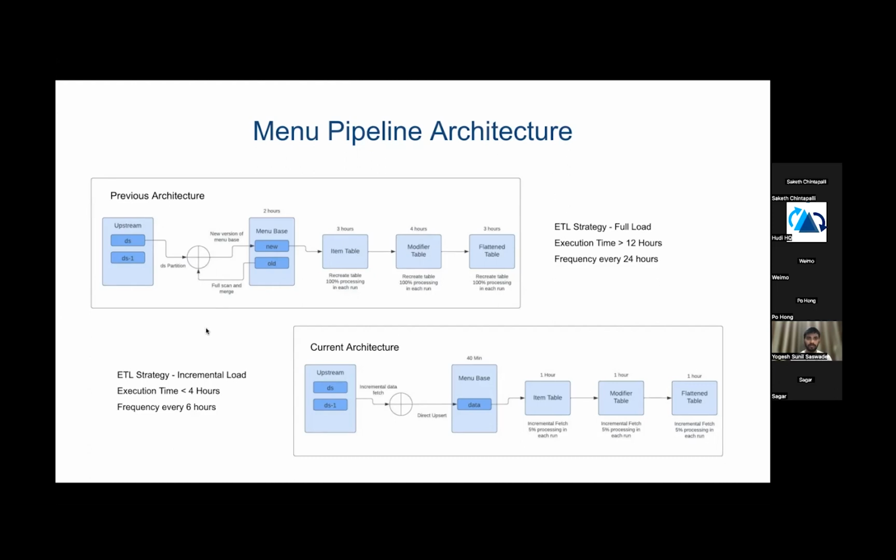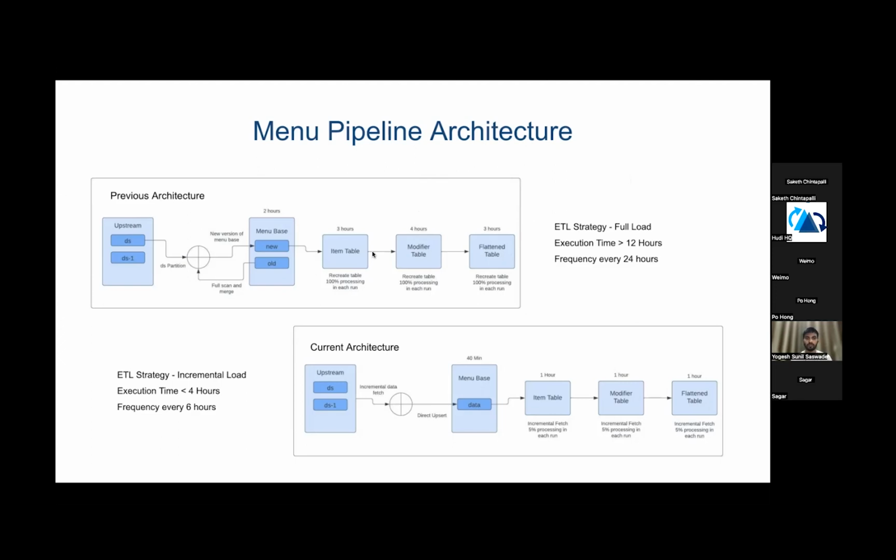And since this was a sequential process, and we were processing 100% of our data in each run, it was taking nearly 12 to 13 hours for the entire execution. And that was one of the reasons we were not able to bring down the SLA to 10 hours. The second one was the strategy. Here we are using the full load strategy, and that was the main reason for the bottleneck of our menu pipelines.